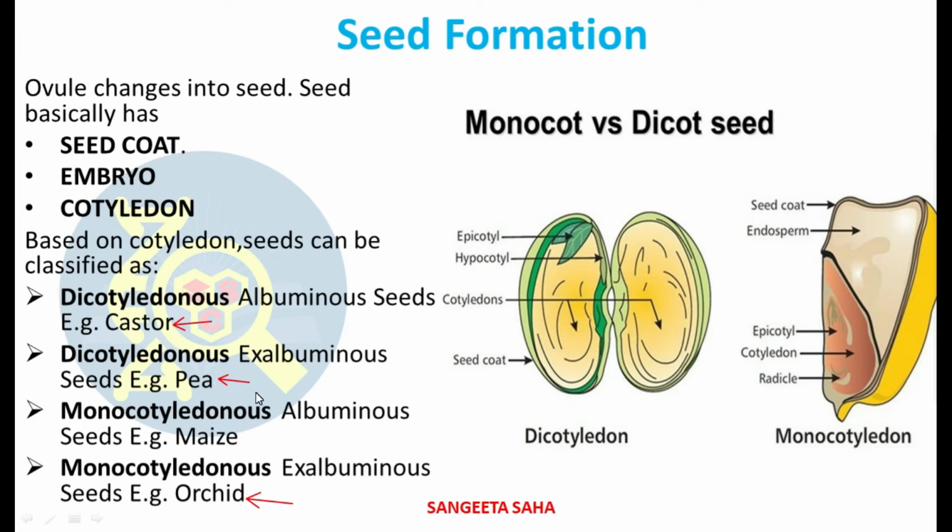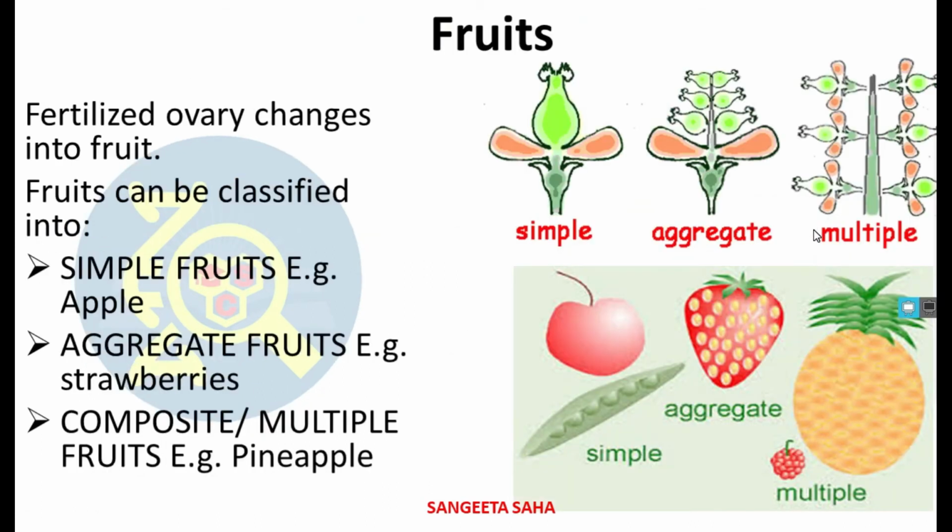And in monocotyledonous albuminous seed, the cotyledon does not have the reserve food material, but endosperm is present. Okay, the example is maize, rice, it can be any kind of cereals. So this is the brief classification of seeds. Let's see a brief description of fruits. Now, fertilized ovary changes into fruit. Now, these fruits can also be classified into three main categories.